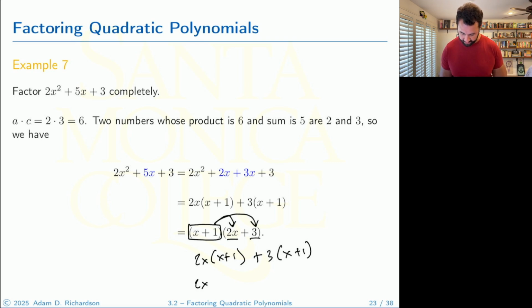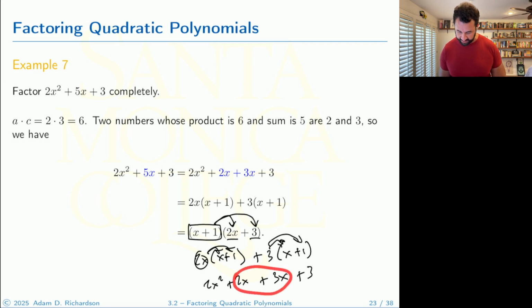This will become, oops, erase. There we go. So I'm going to take 2x and distribute it to x and the 1. That'll give me 2x squared plus 2x. I'm going to take the 3 and distribute it to the x and to the 1. I'm going to get 3x plus 3. Notice this is identical to this. And now I can combine like terms. I can combine 2x plus 3x to get 5x, and now I've got that again.